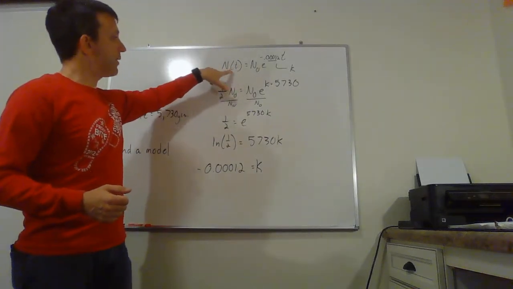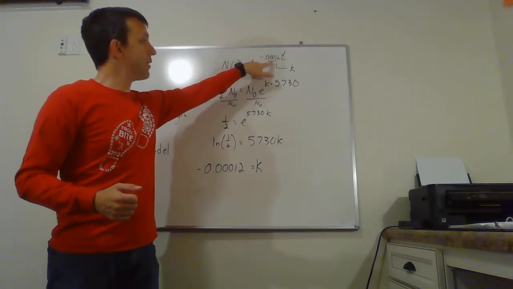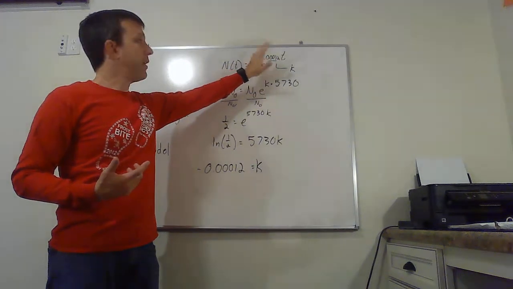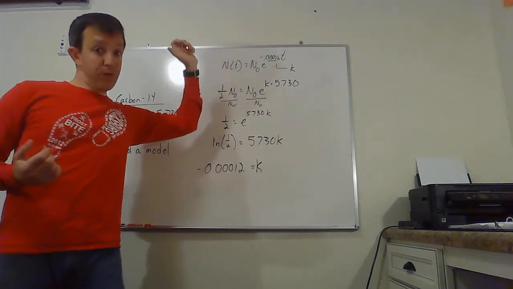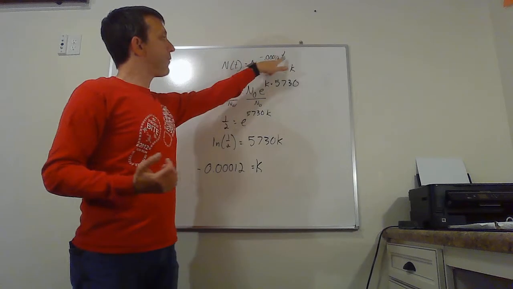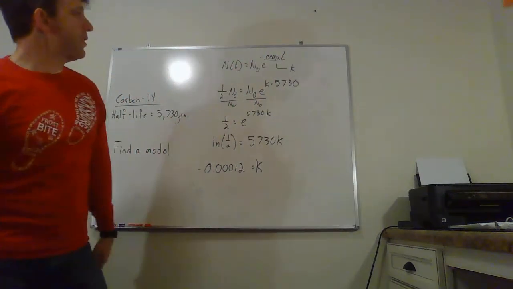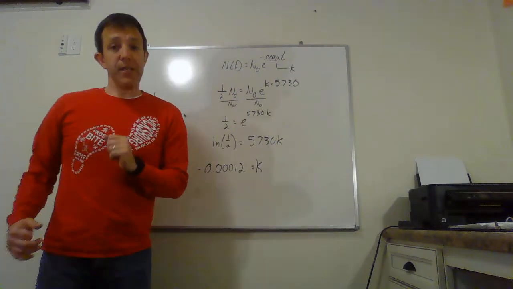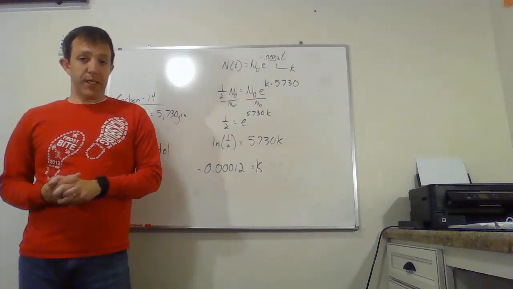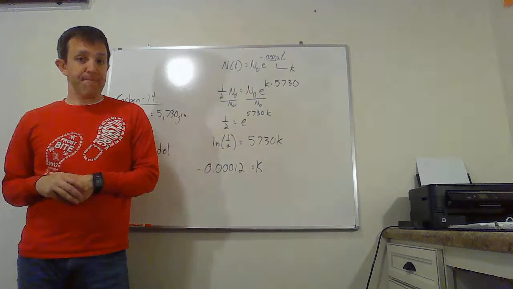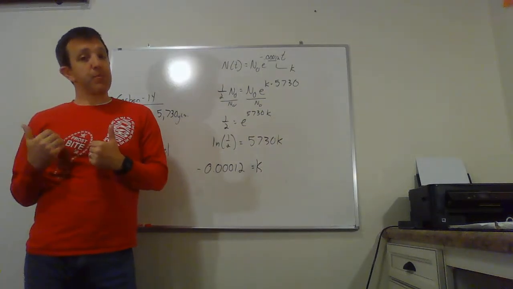So here's what I have. I want this model: N of t is equal to N sub 0 e to the kt, and you can see I already filled in k. It's going to end up being negative 0.00012, but that's what we're going to try to find. So here's the thing. I didn't give us an initial amount of carbon-14. But it doesn't matter, because here's what we know.